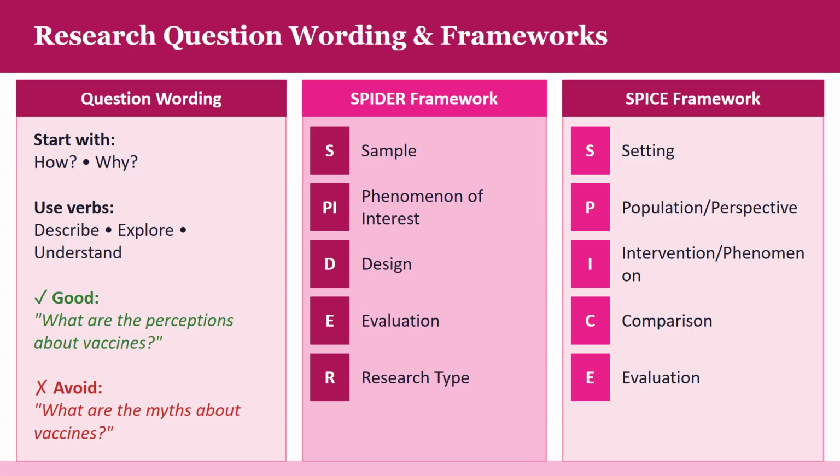For developing a research question, we have two frameworks. One is the SPIDER framework, which is the abbreviation. S stands for sample, PI for phenomena of interest, D for design, E for evaluation, and R for research type. And the SPICE framework, where S stands for setting, P is population or perspective, I is intervention or phenomena, C is comparison, and E is evaluation.